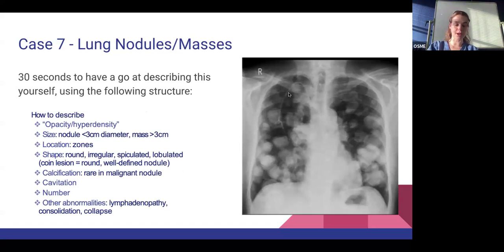This is quite an extreme example of lung nodules or masses. Please sit and have a go at describing this yourself, with its own mini structure as to how you would describe a nodule or mass.